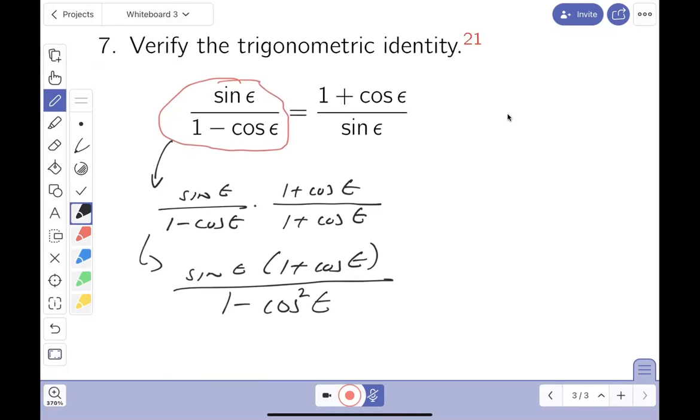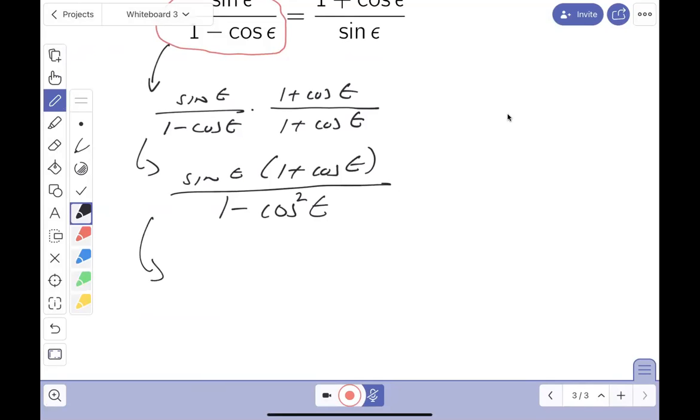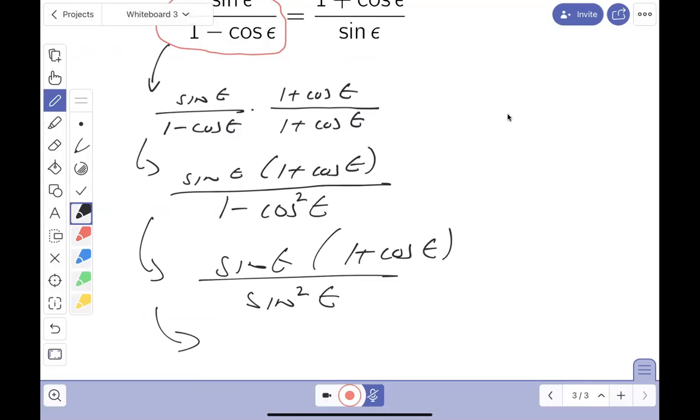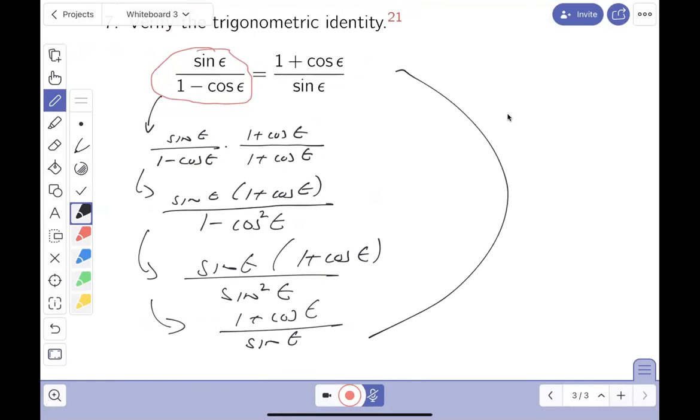And I know that to be something, right? What do I know that to be? Sine squared epsilon. And what do you get on top? Sine epsilon times 1 plus cosine epsilon. One of the sines cancels off. What do you get? Sine epsilon in the bottom and 1 plus cosine epsilon on top. That's exactly what you want to get right over there, QED.